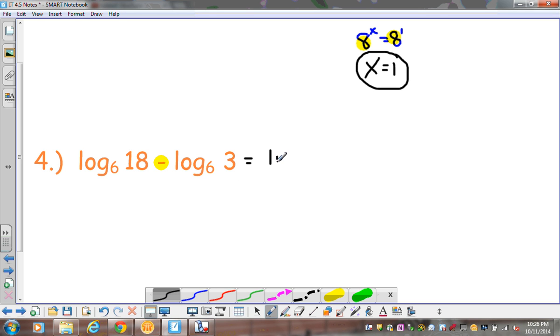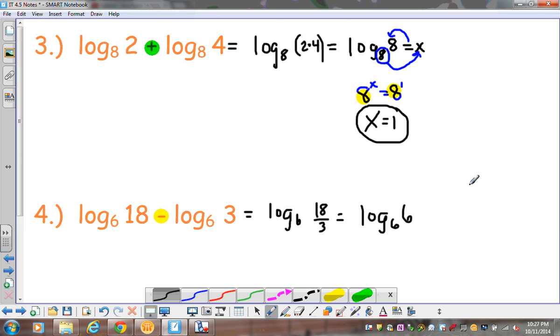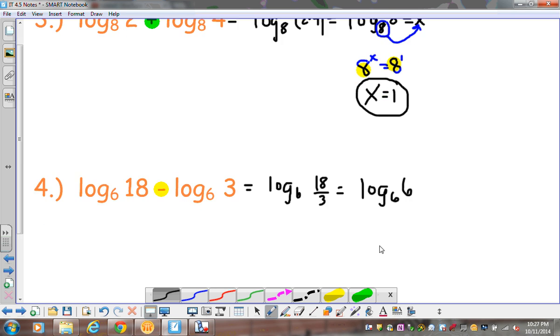So it's going to be the log base 6 of 18 divided by 3. Remember, the piece that comes first is what's going to go in the numerator. Now, we've got log base 6. 18 divided by 3 is 6. So it's log base 6 of 6, which we saw right up here previous. Anytime your base is the same as what you're taking the log of, it's just going to be 1. So log base 6 of 6 is just equal to 1.